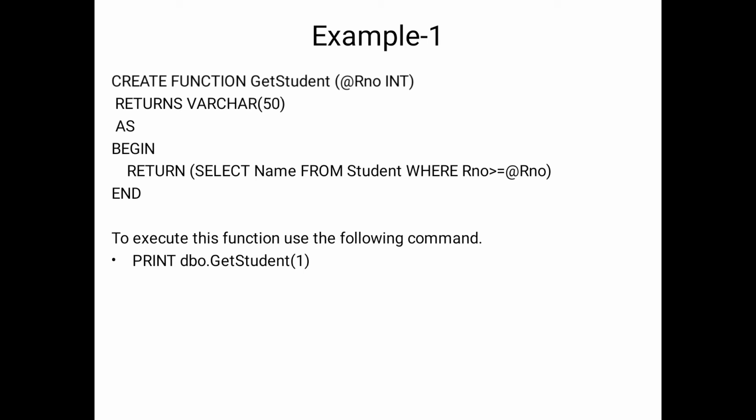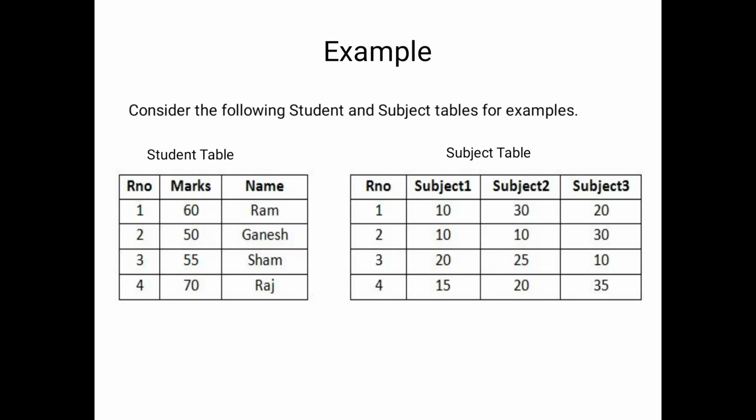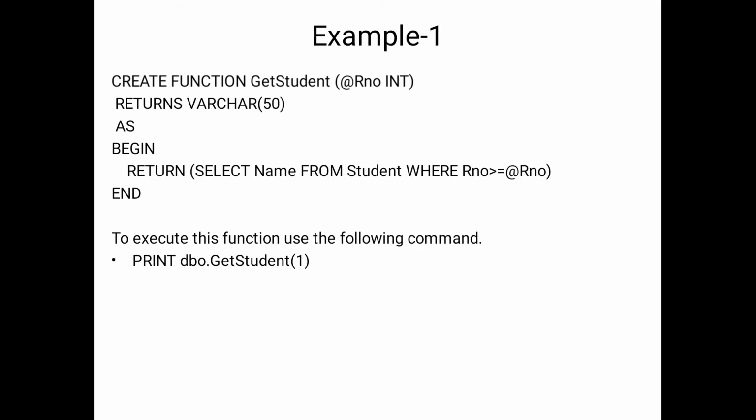Here, greater than or equal to @rollnumber. @rollnumber means 1, because here we will pass the value 1. So 2 is greater than or equal to the roll number. What is the roll number 2 name? Ganesh is also displayed. Once again, 3 is greater than or equal to 1, so the condition is true. Sham is also displayed. 4 is greater than or equal to 1, so the condition is true. The final value is also displayed.